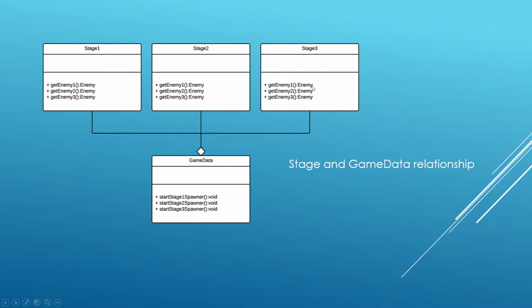So here you can see a little relationship diagram for each of the stages and then the game data. So the stage 1 has 3 types of enemies. They actually all have 3 types of enemies just for now. But the stage 1 is the one I've primarily been working on to work out all the bugs for my framework on here.